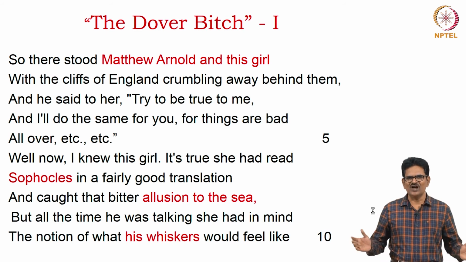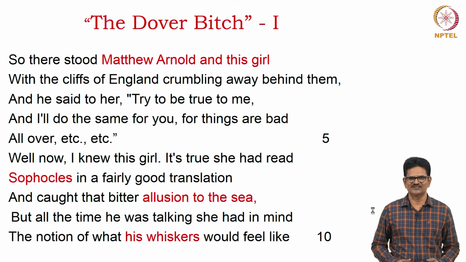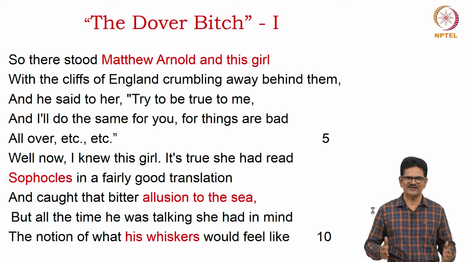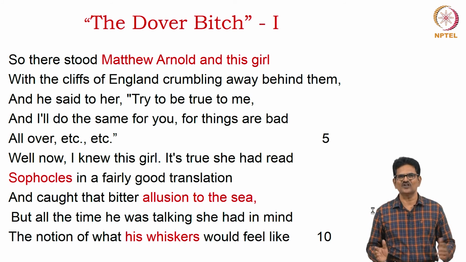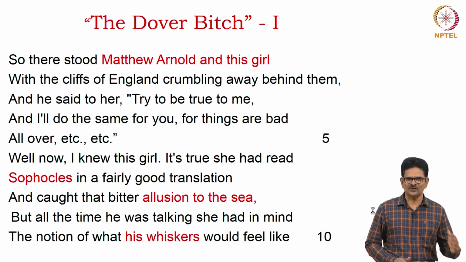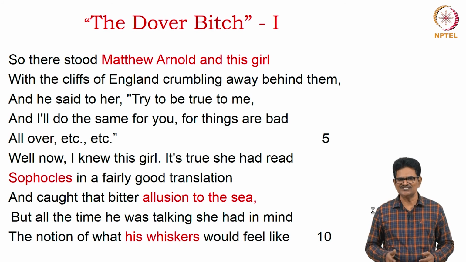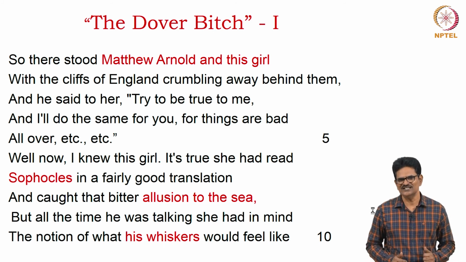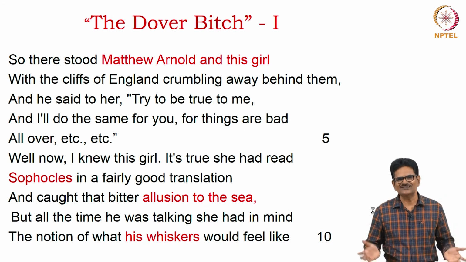So there stood Matthew Arnold and this girl with the cliffs of England crumbling away behind them, and he said to her, "Try to be true to me and I will do the same for you, for things are bad all over," etc., etc. Well, now I knew this girl. It is true she had read Sophocles in a fairly good translation and caught that bitter allusion to the sea, but all the time he was talking she had in mind the notion of what his whiskers would feel like, because it is honeymoon time, but he was thinking about literature, that too Greek literature, with a melancholic tone.